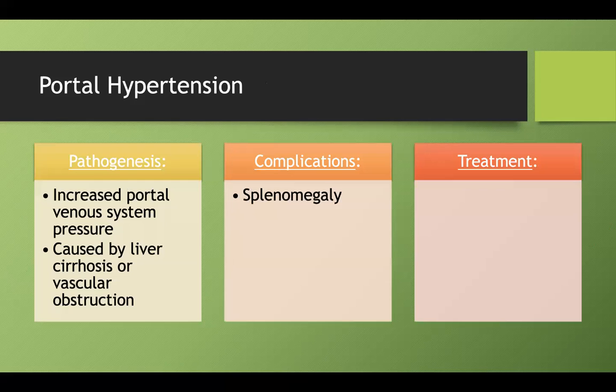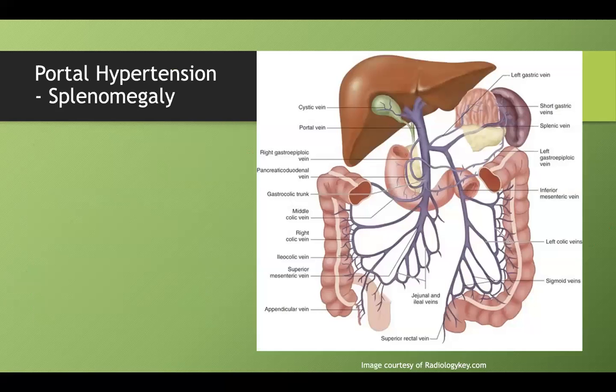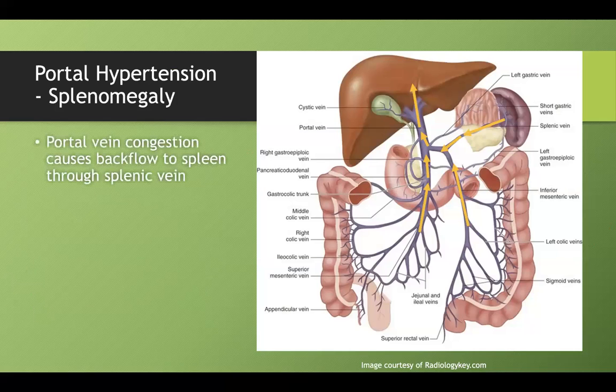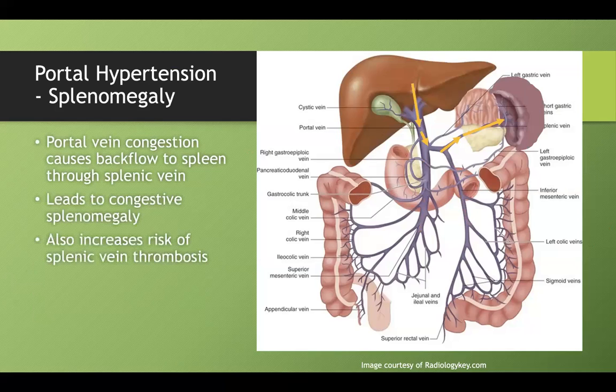So the complications of portal hypertension: you can get splenomegaly. And what's happening here is that as that portal vein fluid flows in the liver, if there's ever a problem with that flow, you'll get a backflow, and it can actually reverse the flow and end up leading to congestive splenomegaly as well. This can also increase the risk of splenic vein thrombosis. So you can actually have a thrombosis in this vein.